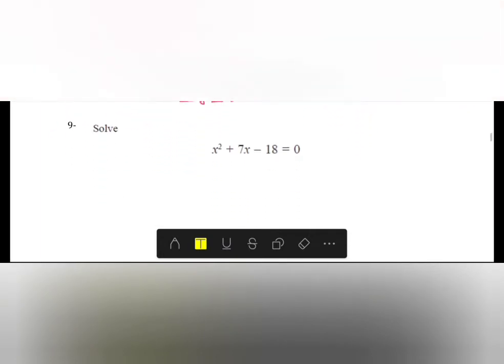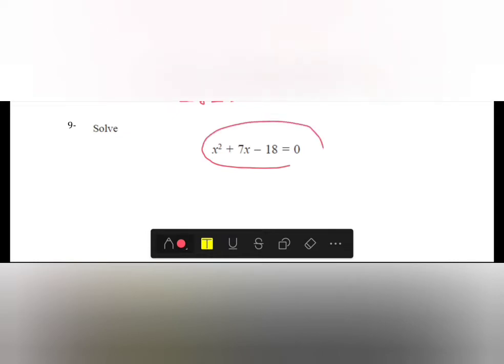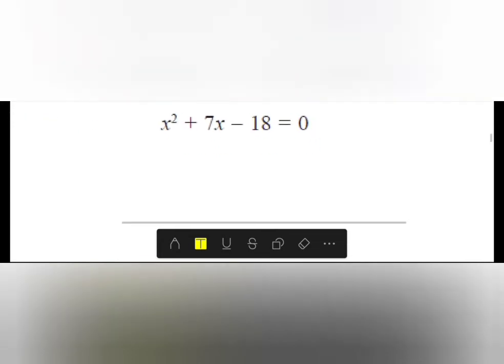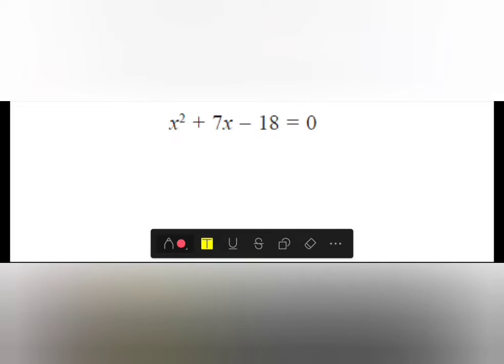Question 9. Solve. In this question, we're going to solve the equation. And by solving, it means finding the values of x. Now, as we can see here, this is a quadratic equation and it's equal to 0. So to solve quadratic equations, we have to factorize them. And by factorizing, we have to use the double bracket method. Now, let's take a look at this first. Here we have x squared plus 7x minus 18. So first thing we do, we open brackets like this.